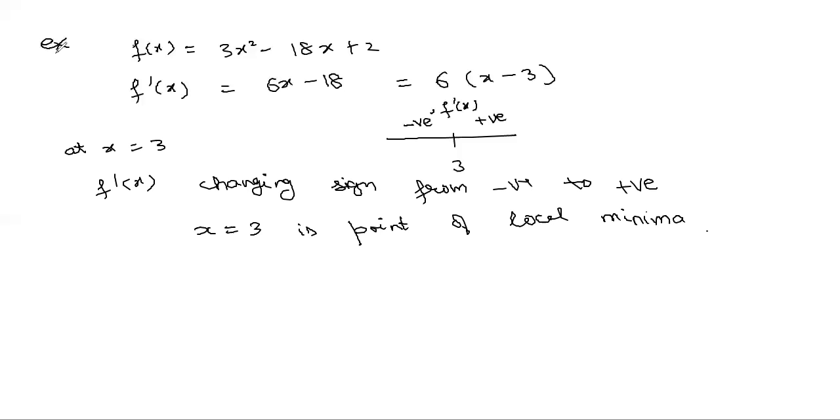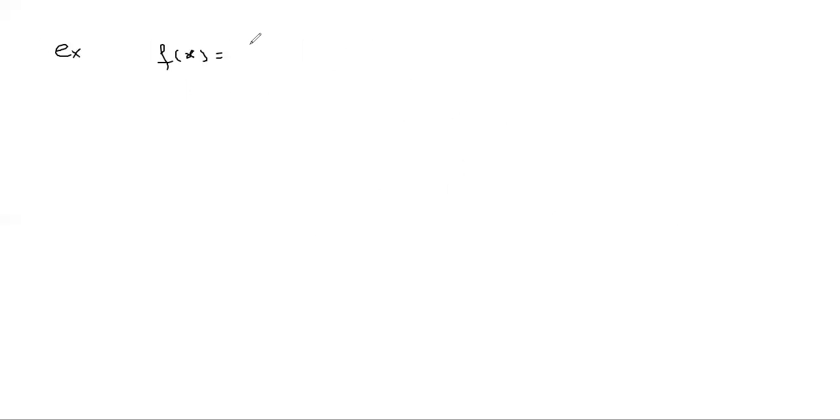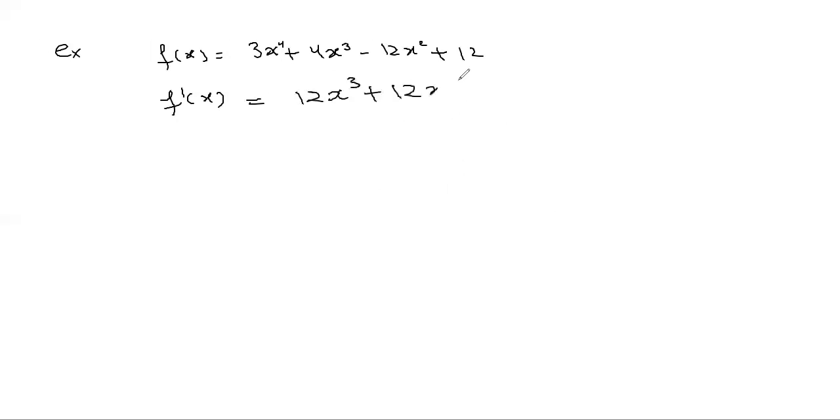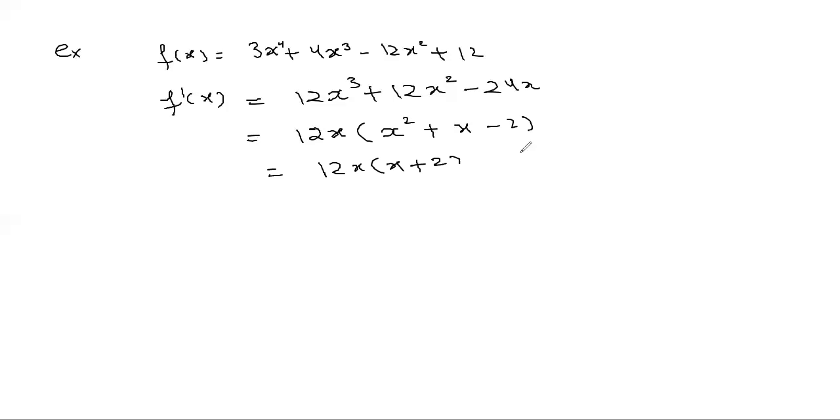Suppose the function is 3x raised to 4 plus 4x cubed minus 12x square plus 12. Let's find its first derivative, which is 12x cubed plus 12x square minus 24x. We can take 12x common out of it. It becomes x square plus x minus 2. It can be factorized further as (x plus 2) times (x minus 1).